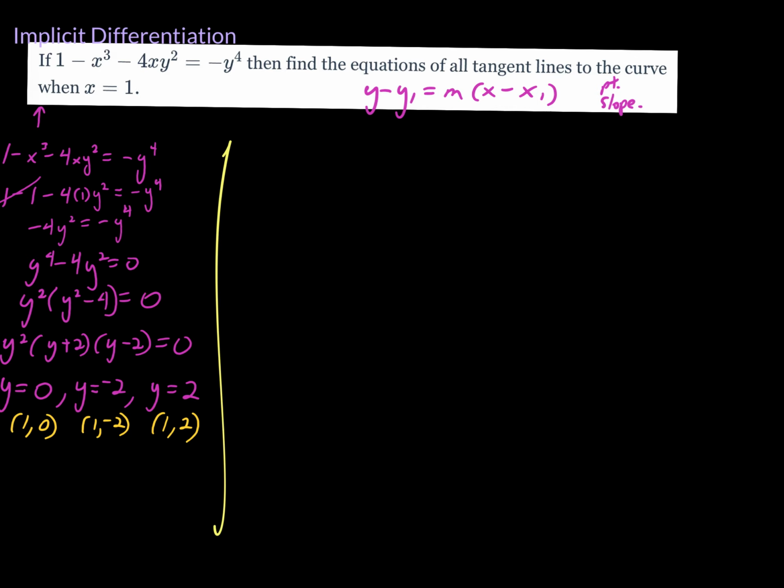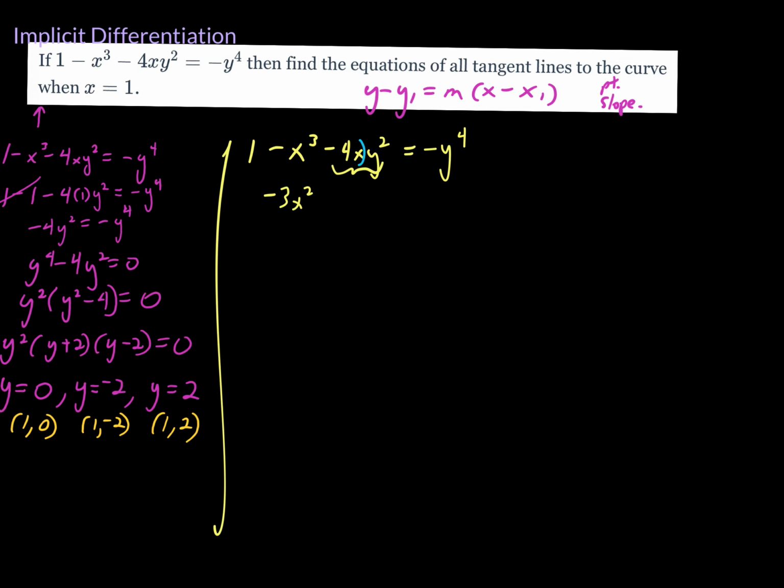All right, so here's my equation: 1 minus x cubed minus 4xy squared equals negative y to the 4th. Let's take the derivative. Constants become 0. This one is negative 3x squared. Now remember here, we have to use the product rule, okay?